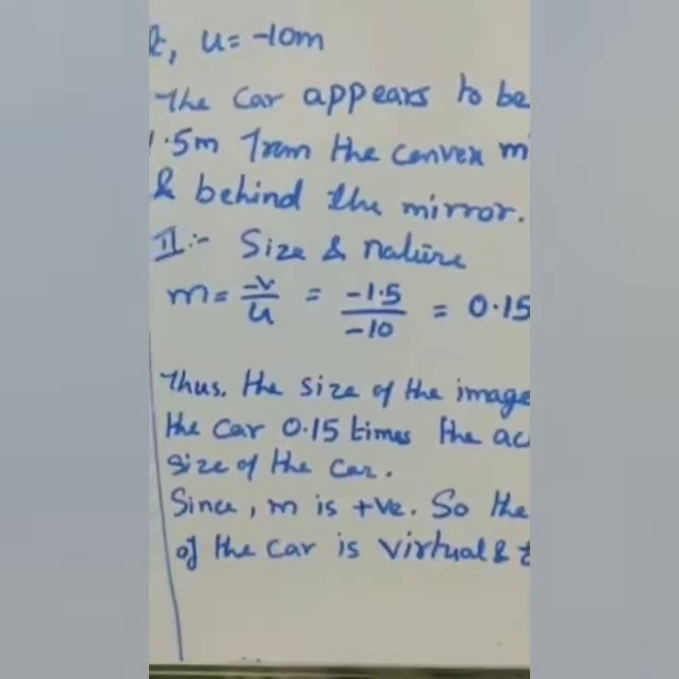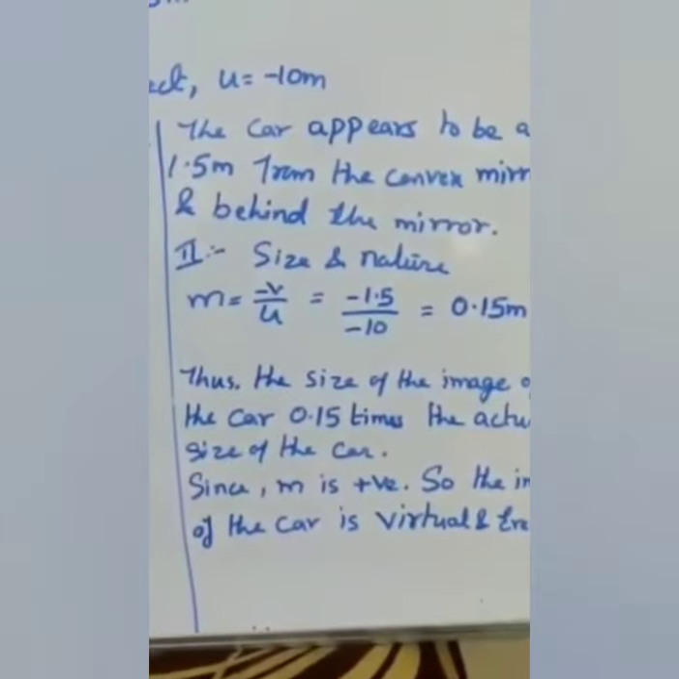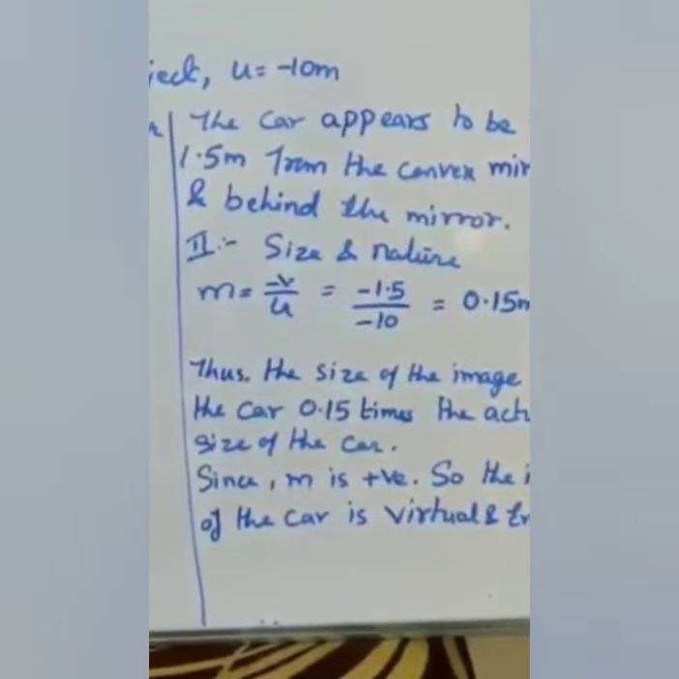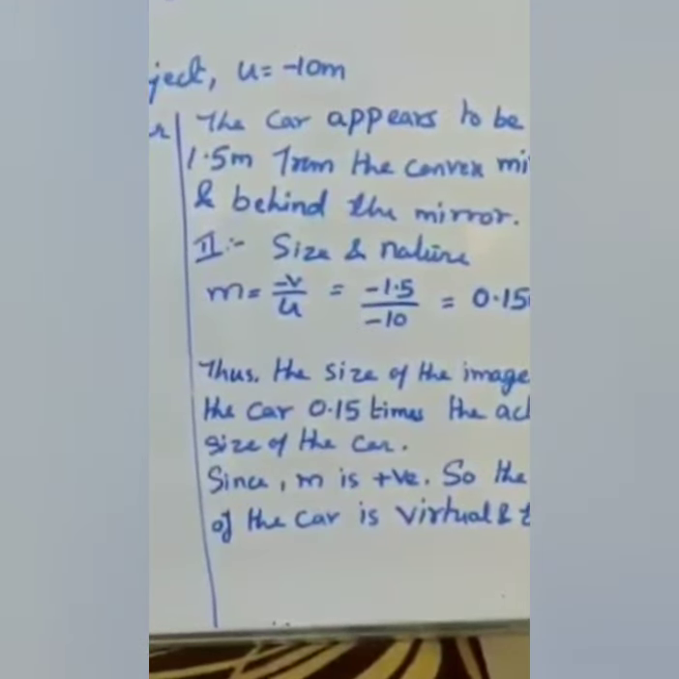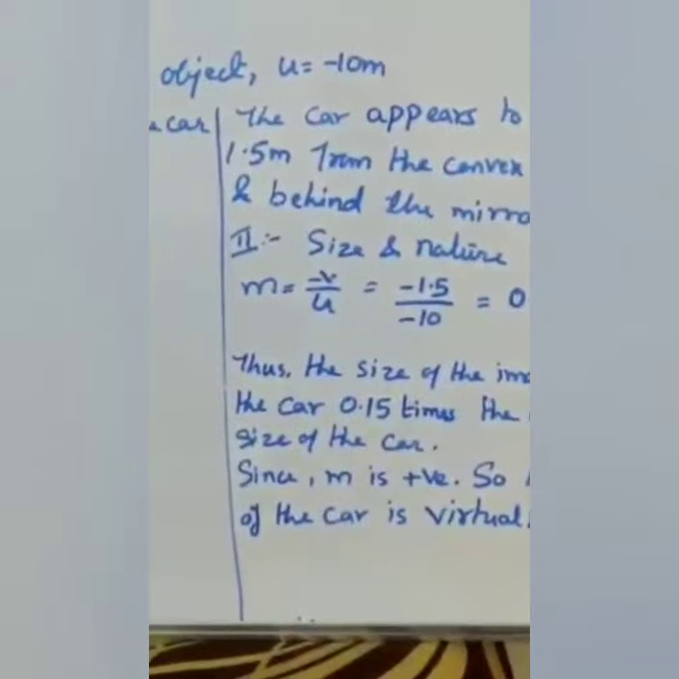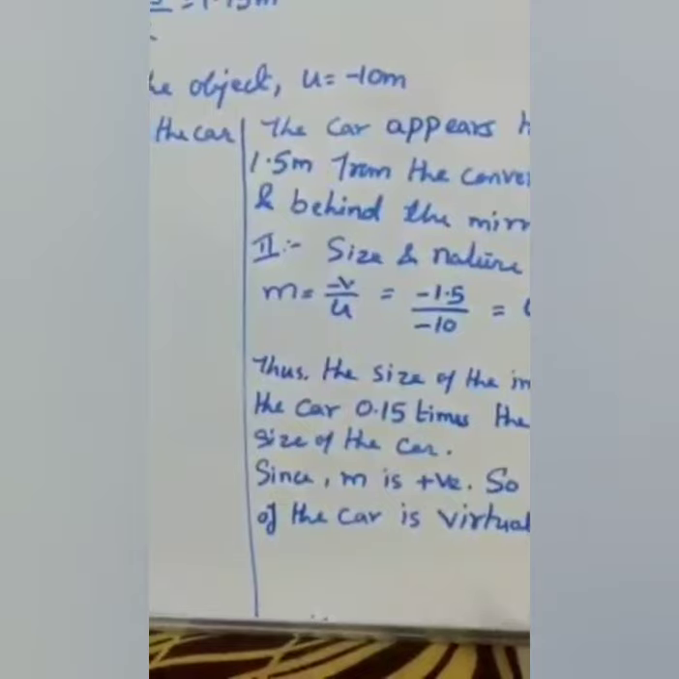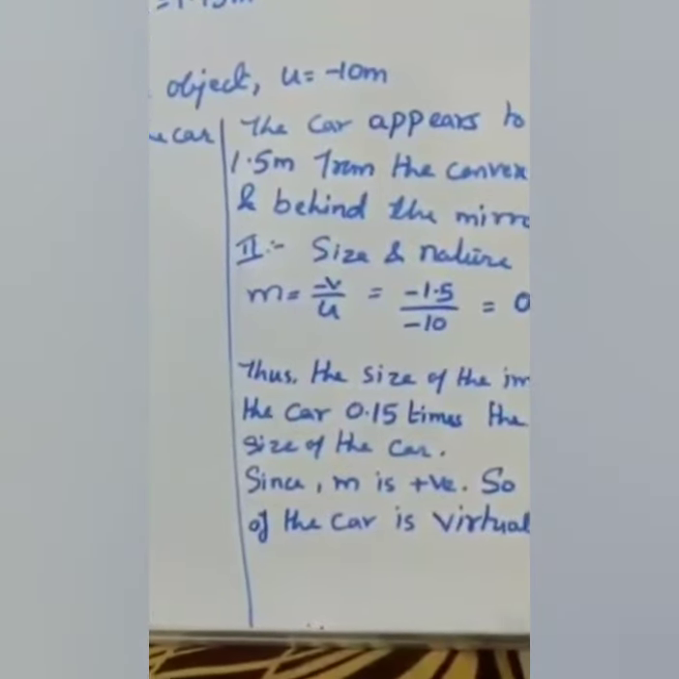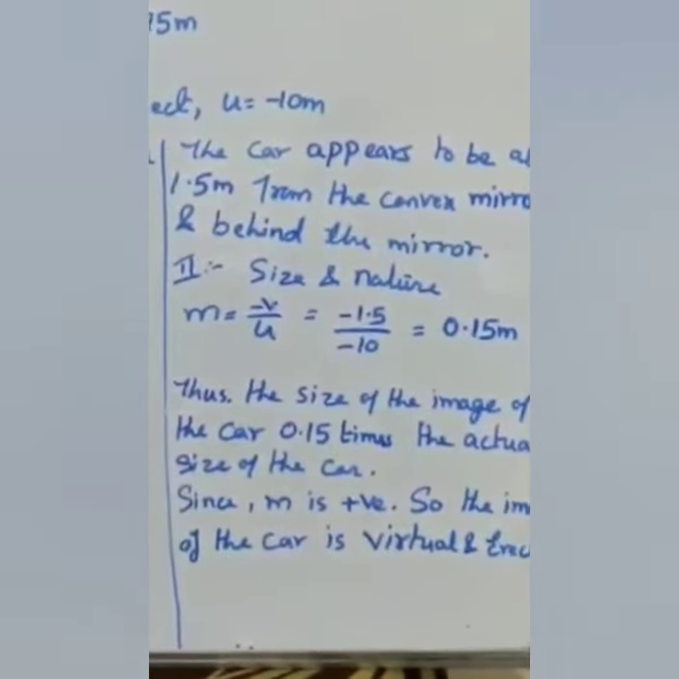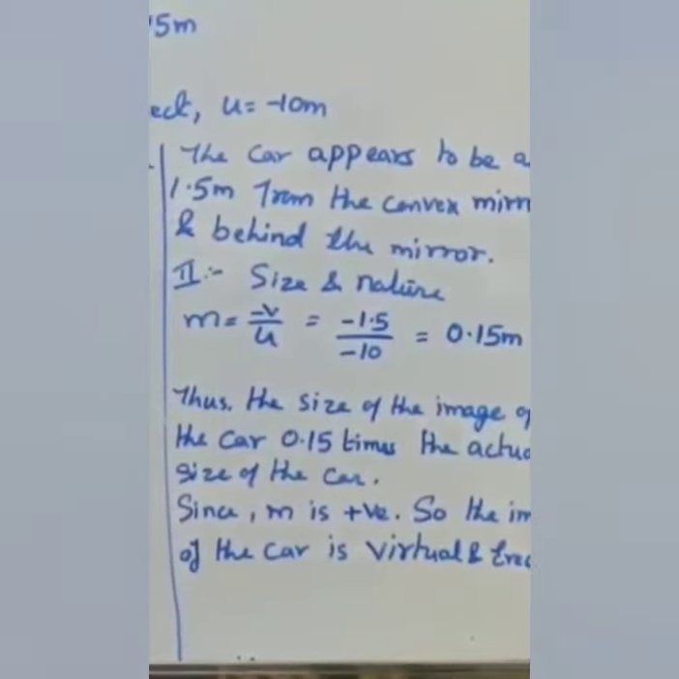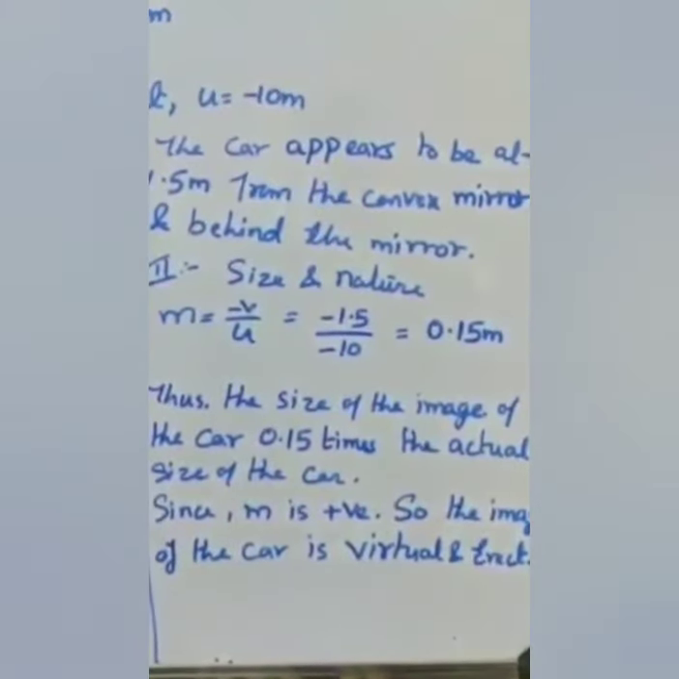Thus the size of the image of the car is 0.15 times the actual size of the car. Means whatever is the size of the car, the image of the car is 0.15 times that. Okay. Since M is positive, you got the value of M positive, so the image of the car is virtual and erect.